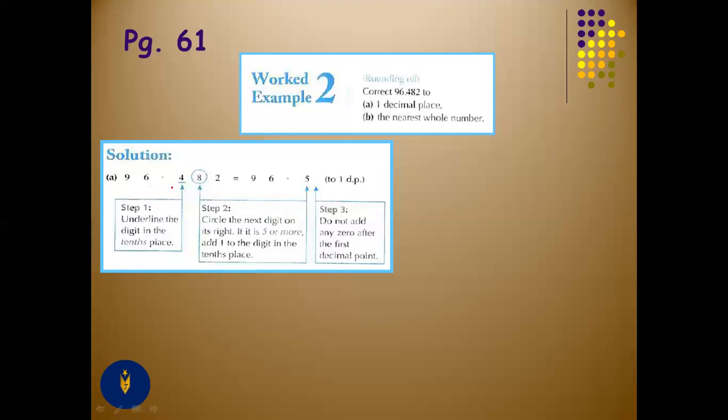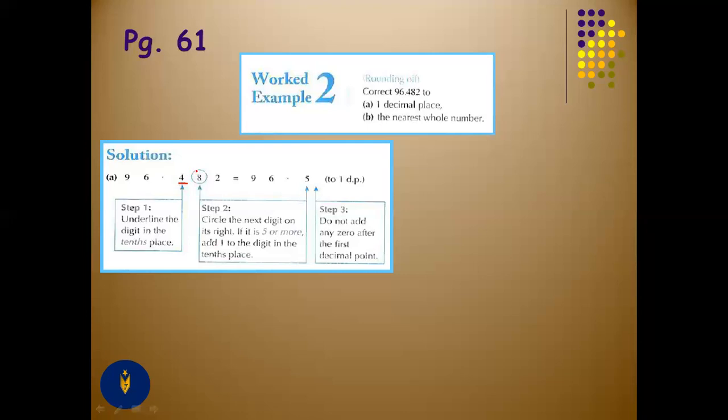It means that step one क्या होगा, one decimal place पे लानी है. तो जो फर्स्ट डेसिमल प्लेस पे पॉइंट के बाद जो वैल्यू होगी, that would be underlined. Okay, underline the digit in the 10th place. Okay, step two, circle the next digit on its right. जो उसके मोस्ट राइट पे वैल्यू होगी, ओके, उसको आपने सर्कल करना है. Okay, if it is 5 or more than 5, then add 1 to the digit in the 10th place, or you can say to the digit that is underlined.